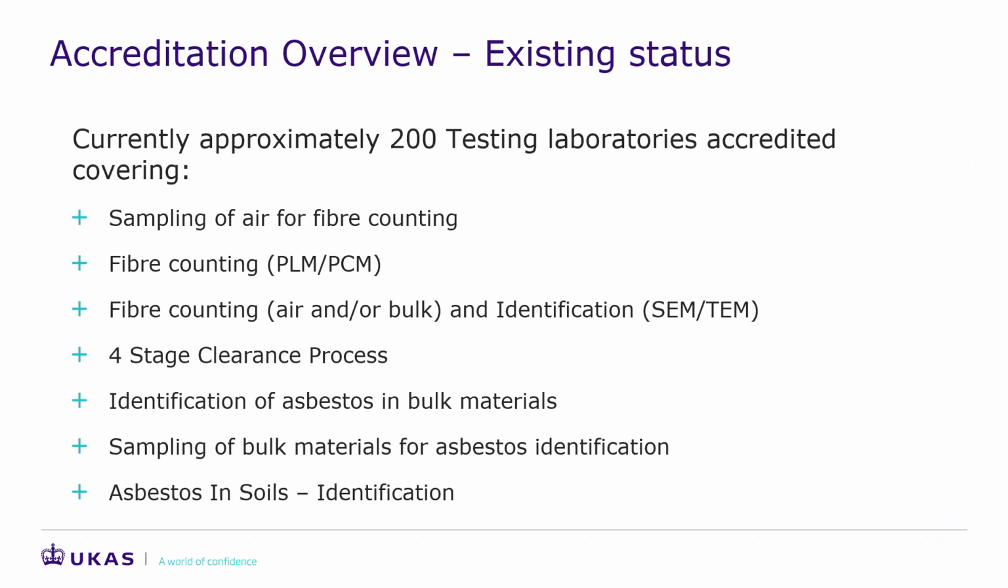I'm now going to run through the transition process of recognising the revised analyst guide for accreditation purposes. Before I do that, though, it's probably worth spending a moment or two acknowledging the existing status of accreditation within this sector. As this slide shows, there are around 200 laboratories accredited across a range of sampling and testing activities involving asbestos. There are other activities as well, which are not shown here, and those include aspects such as water absorption, the quantification of asbestos in soils, and fibre discrimination in air.